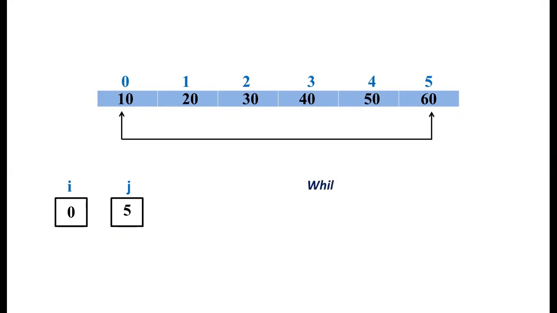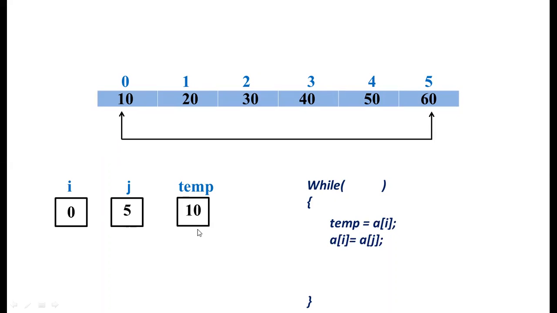Now, how to swap? While on some condition, so let us see what is that condition in the later stages. With the help of the temporary variable temp, we need to swap. Into temp, we need to store the a of i value. Here, i value is 0, so a of 0 is 10. The 10 value is stored into temp. And into a of i, we need to store the a of j value, and into a of j, we need to store that temp value. So here a of j is 50, we are storing into this place, and 10 value we are storing here.